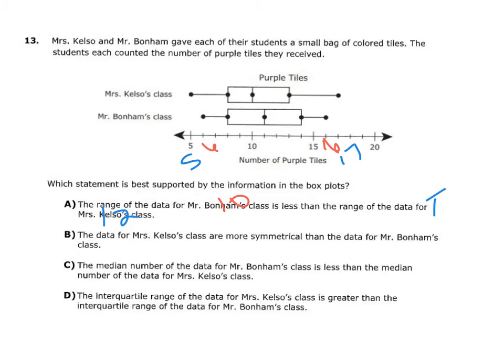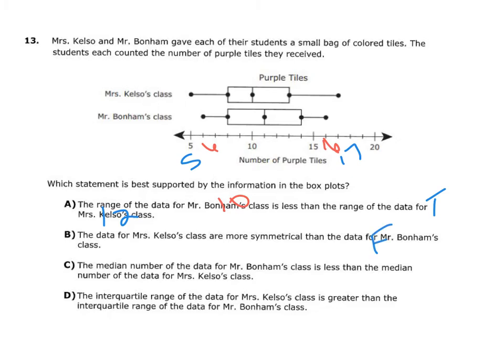Letter B says the data for Mrs. Kelso's class are more symmetrical than the data for Mr. Bohem's class. Well, if you look at it, symmetrical means that they're almost the same. Yes, Bohem's class is more symmetrical than Kelso's, so then that's going to be false.